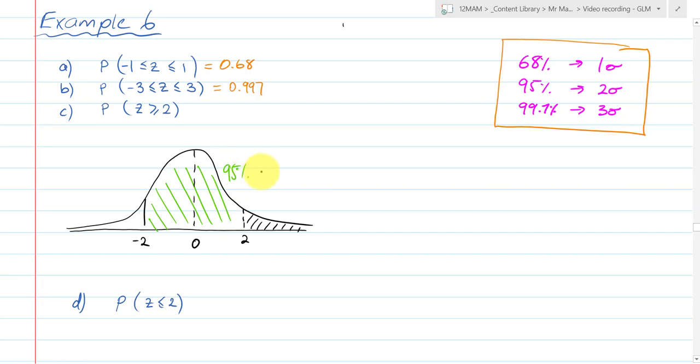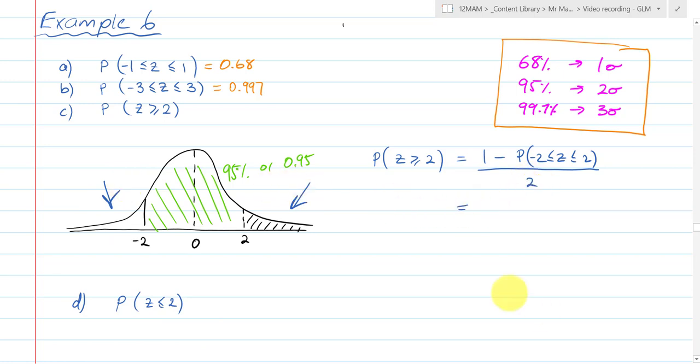is 95% or 0.95. And so that tells me that the probability, and watch my working here, the probability that z is greater than or equal to 2 is equal to 1 minus the probability that z is between -2 and 2, and then the leftover here has to be divided by this side and this side, and it's symmetrical, so divided by 2, and that equals 1 minus 0.95 divided by 2, which is 0.25, and that's wrong. 0.025, of course, is right.